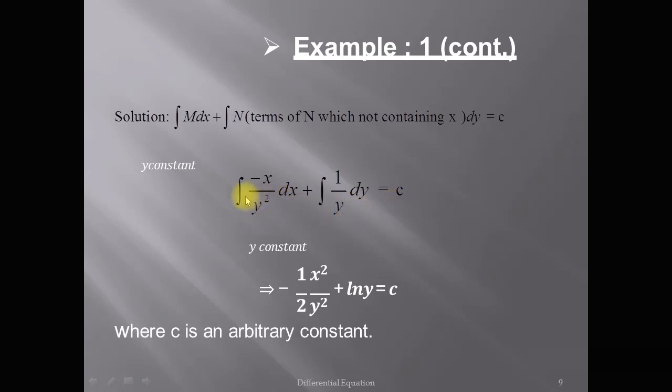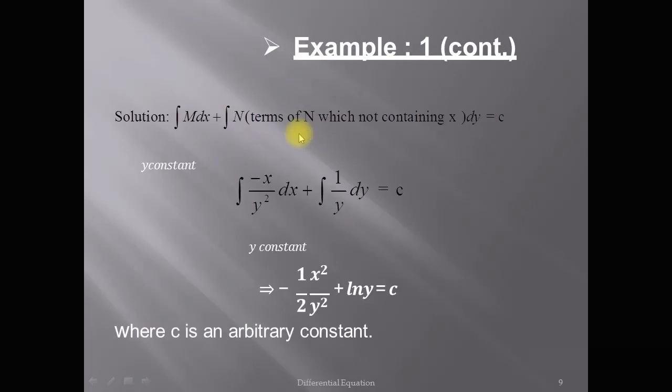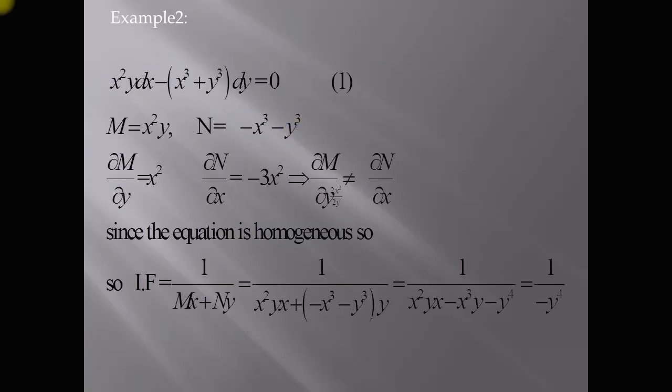Now in the integration of this M function with respect to x, 1 over y square is treated as a constant, and the integration of x with respect to x is x square divided by 2. So the integration of the M function is minus 1 over 2 times x square divided by y square, and the integration of 1 over y with respect to y is the natural log of y, equal to c, where c is an arbitrary constant. This is the solution of the new exact differential equation. Now let's move on to another example.